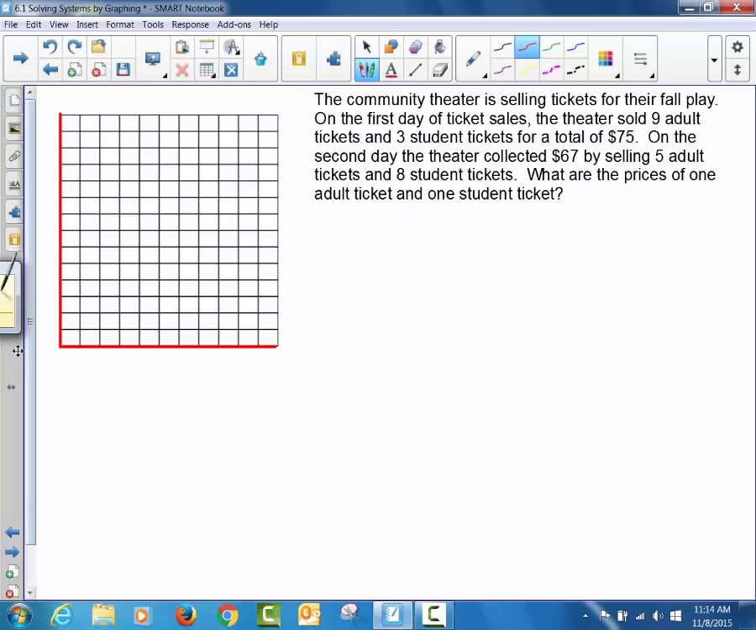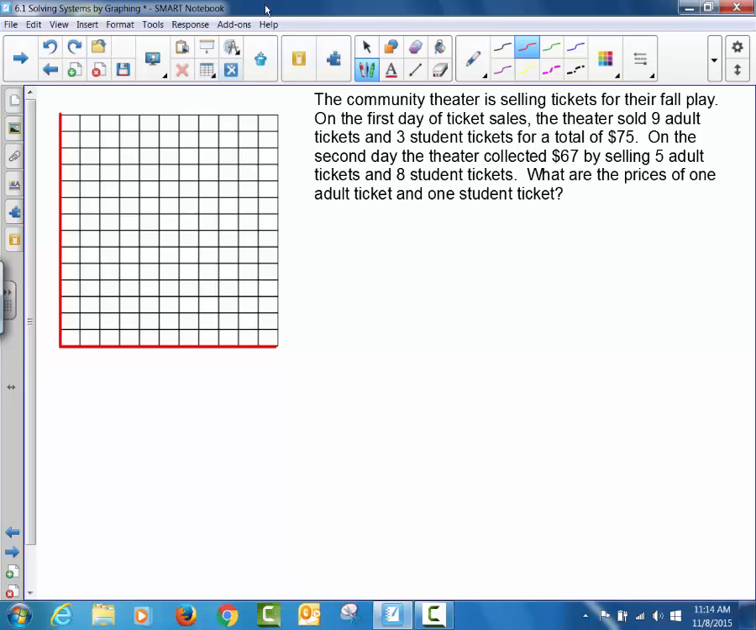All right, a word problem. Let's see how do we set up a word problem here. The community theater is selling tickets for their fall play. On the first day of ticket sales, the theater sold 9 adult tickets and 3 student tickets for a total of $75. On the second day, the theater collected $67 by selling 5 adult tickets and 8 student tickets. What are the prices of 1 adult and 1 student ticket?